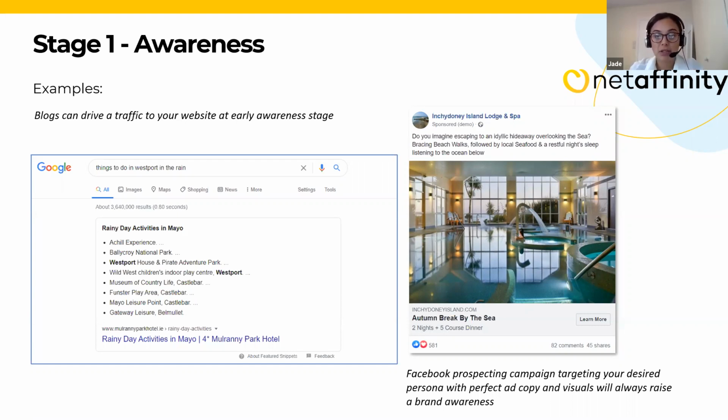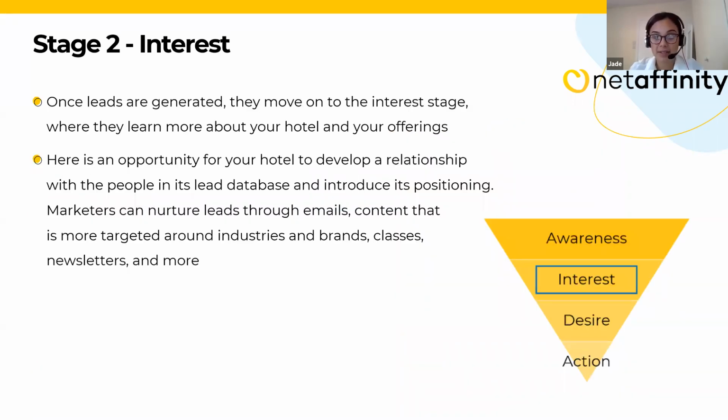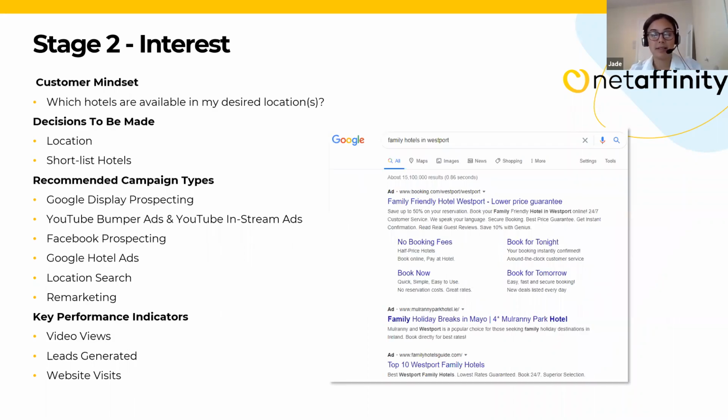Moving on to stage two of the funnel, the interest stage. Once leads are generated, they move on to the interest stage, when they learn more about your hotel and your services. Here is an opportunity for your hotel to develop a relationship with people in its lead database and introduce its positioning. Marketeers like ourselves can nurture leads through emails, more targeted industry content, brand classes, newsletters, and more.